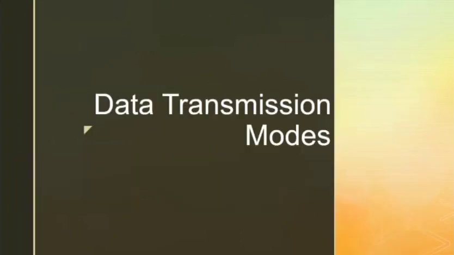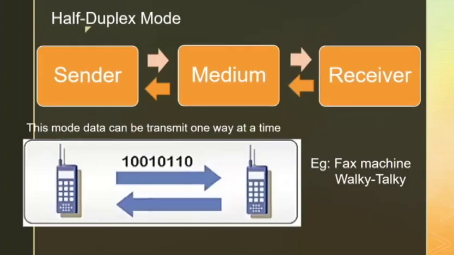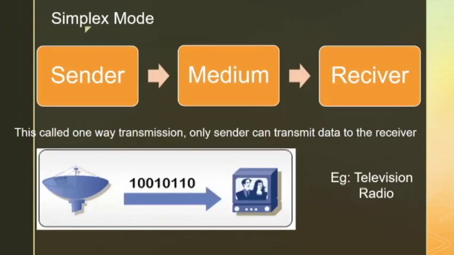Data transmission modes. Data transmission modes means the way you are transferring data from sender to the receiver. We have three types of modes: simplex, half duplex, and full duplex. Simplex is a simple mode. Here, this mode has only one-way transmission. That means the sender can send the data to the receiver.